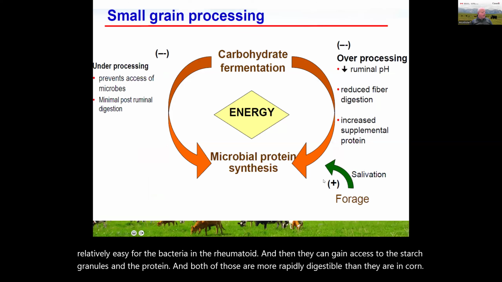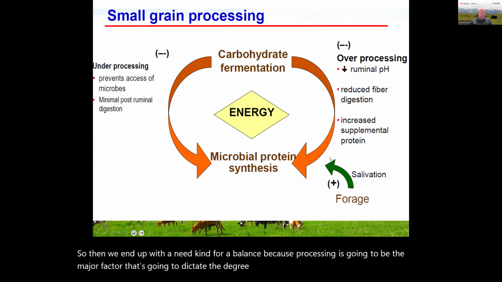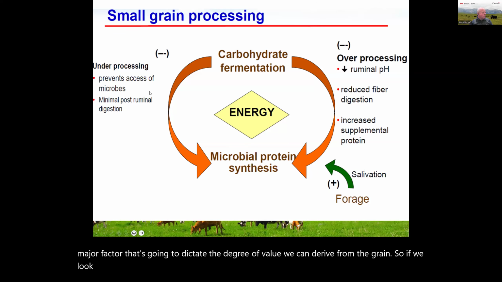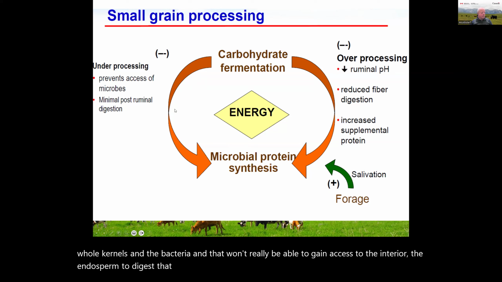So we end up with a need for a balance, because processing is going to be the major factor that dictates the degree of value we can derive from the grain. If we underprocess the barley, there will be a lot of whole kernels, and the bacteria won't really be able to gain access to the interior of the endosperm to digest that starch. So that's a bad thing.